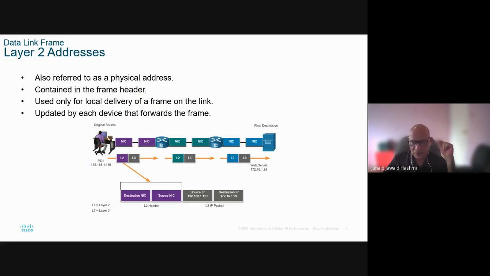So every time a frame passes through a device, the source MAC address changes. Every time it goes through a device with a MAC address. So that's what it means, updated by each device that forwards the frame.